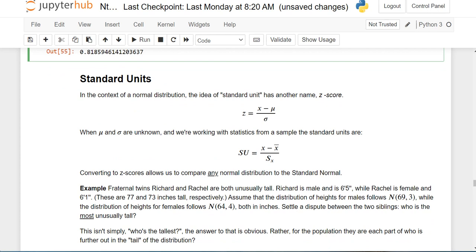Okay, so standard units, and this is an important idea, the z-score. So this is a formula. The z-score for some data point x is equal to, you take x minus mu. Now, we have to talk about this, right? Because in statistics, we have average and standard deviation. Those are two of the most important statistics that we have.